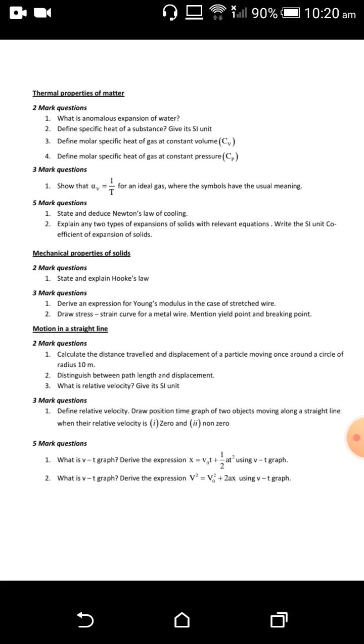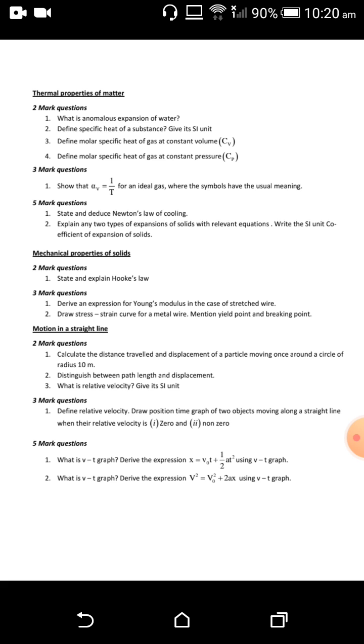I'll do one thing after the class. I'll just send this answer for this question, that is, show that alpha subscript V is equal to 1 by T. For this question I'll send the answer, you can go through that. It is very simple, I think it is 3 to 4 steps you have. So for that you'll get 3 marks.